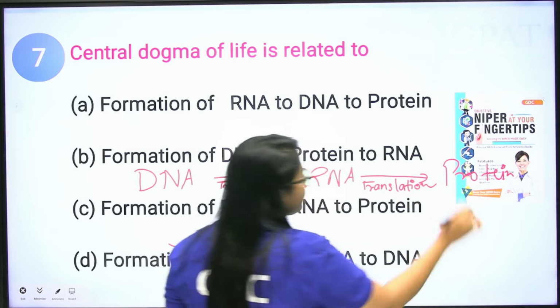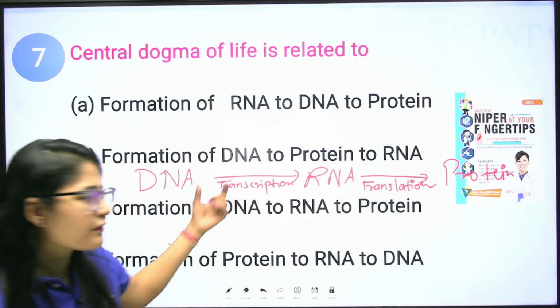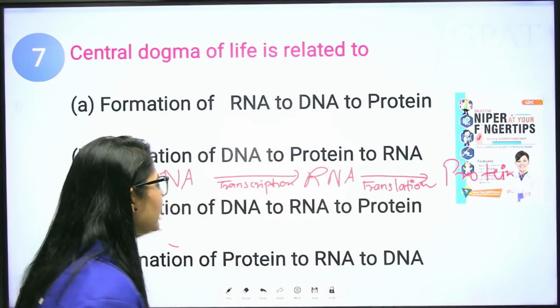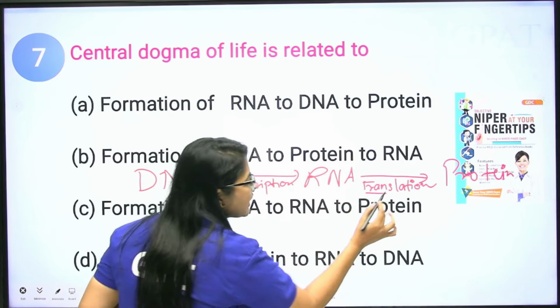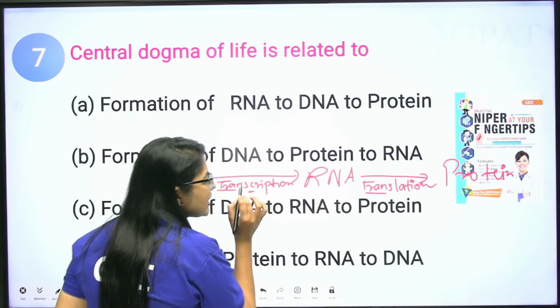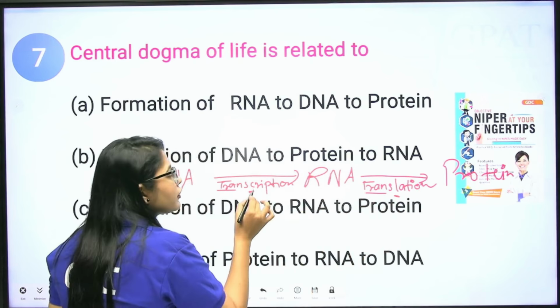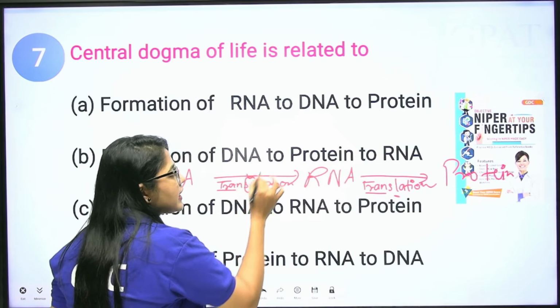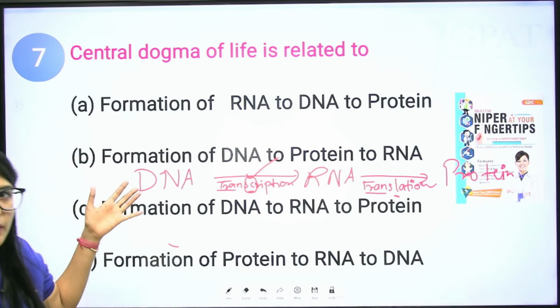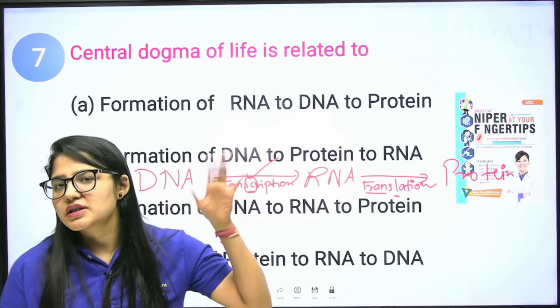Clear? Now how to memorize whether transcription will be the first one or the translation? The "trans" word is the same in both conditions. Then we have the C and the L. You know in the alphabetical series C comes first, so you can remember that transcription is the first process.